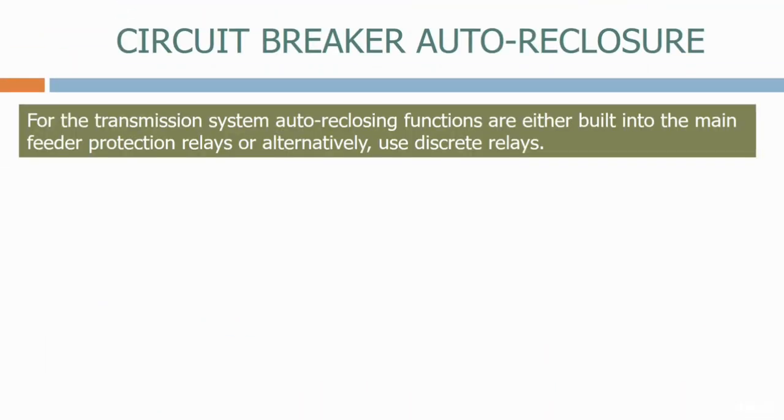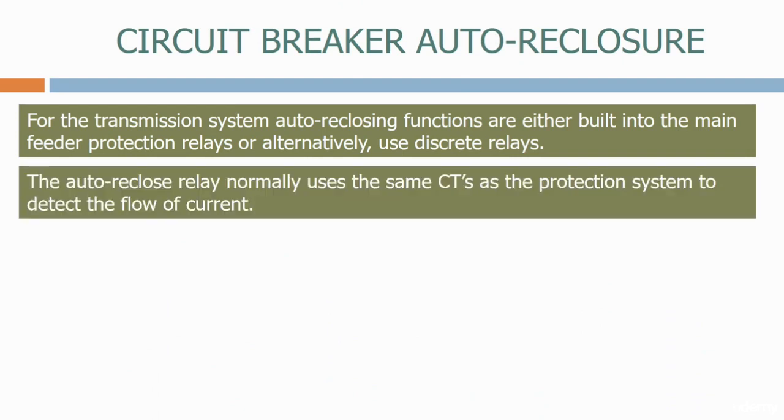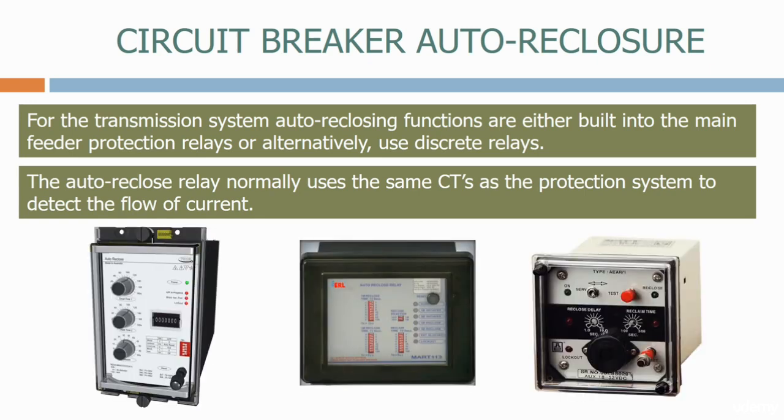For the transmission system, auto-reclosing functions are either built into the main feeder protection relays, or alternatively use discrete relays. The auto-reclose relay normally uses the same CTs as the protection system to detect the flow of current. Here's some typical discrete auto-reclose relays.